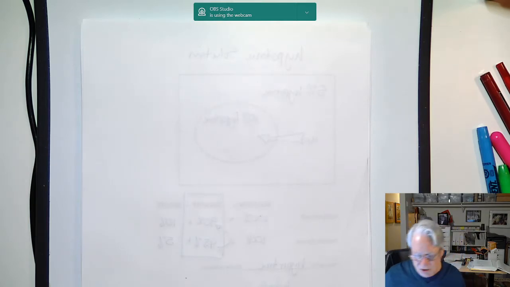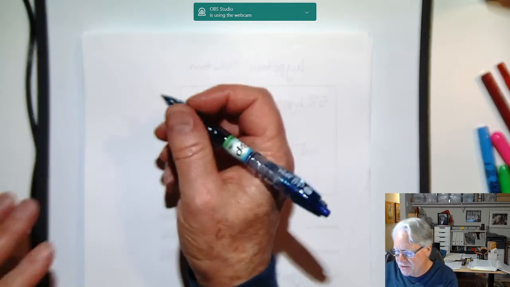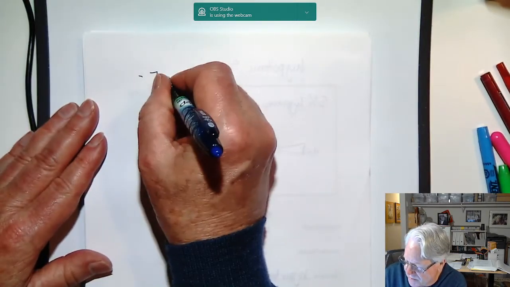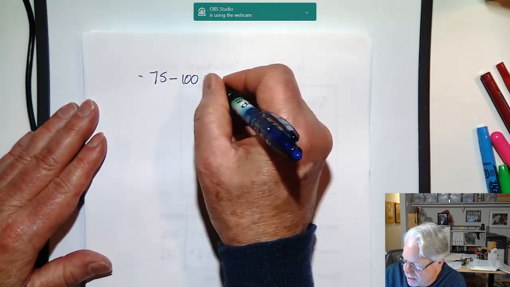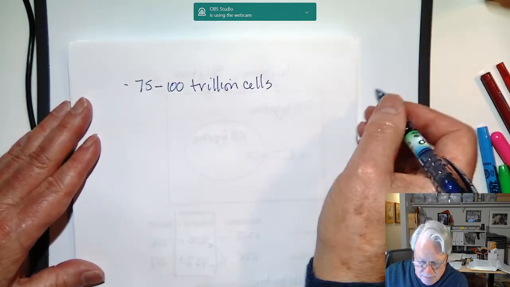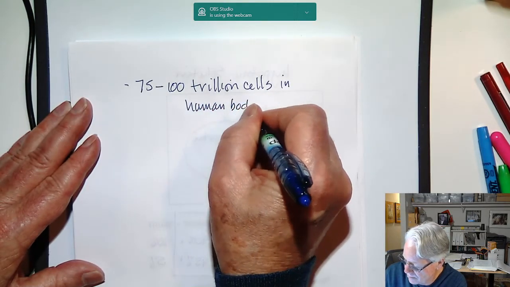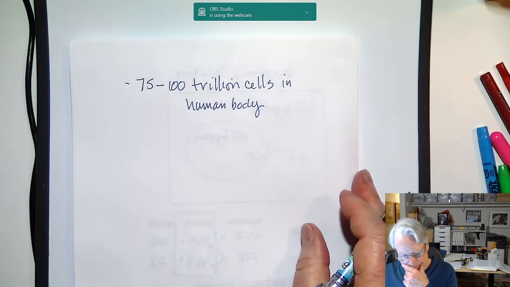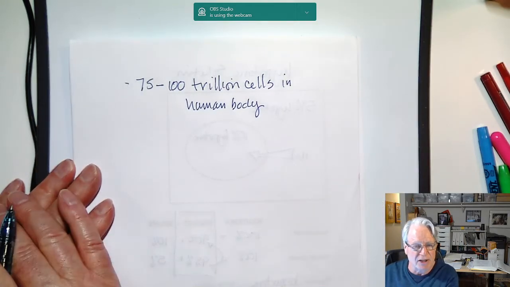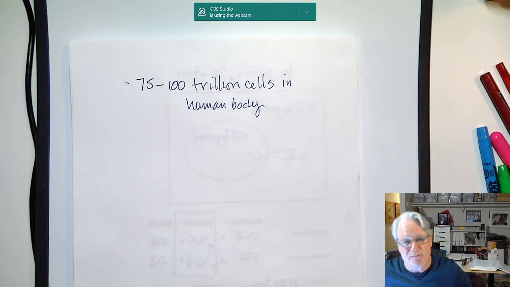Okay? So, when we look at the human body, what we see is that there are approximately 75 to 100 trillion cells in the human body. Now that's a very large number. That's a very, very big number. There's a lot of cells. I don't know what graduate student counted those up, but some poor soul had to sit there for about 100 years and count them. No, that's actually an estimate, obviously.